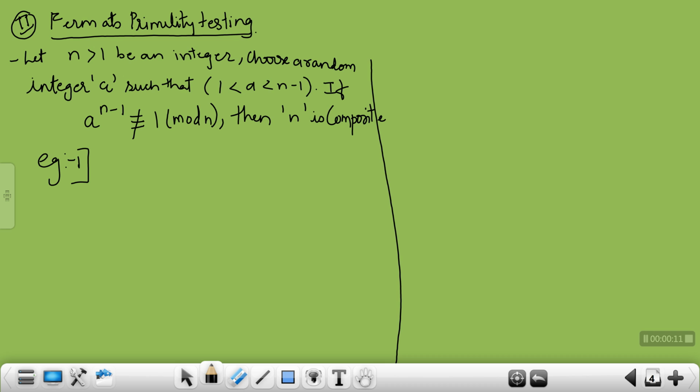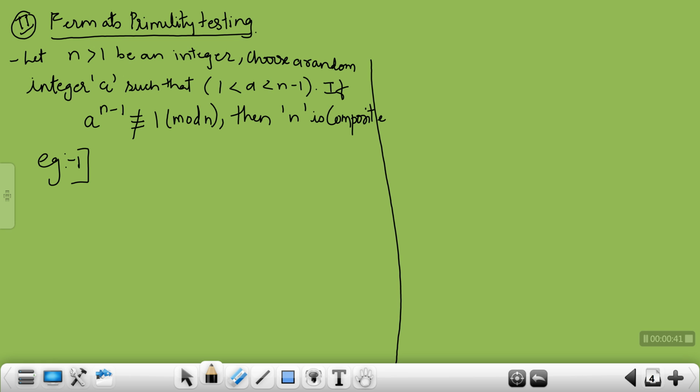In our previous session, we started with primality testing, to check if a number is prime or not. We learned an algorithm to check whether a number is composite. The condition was that x square should be congruent to y square mod n, and x should not be congruent to plus or minus y mod n.